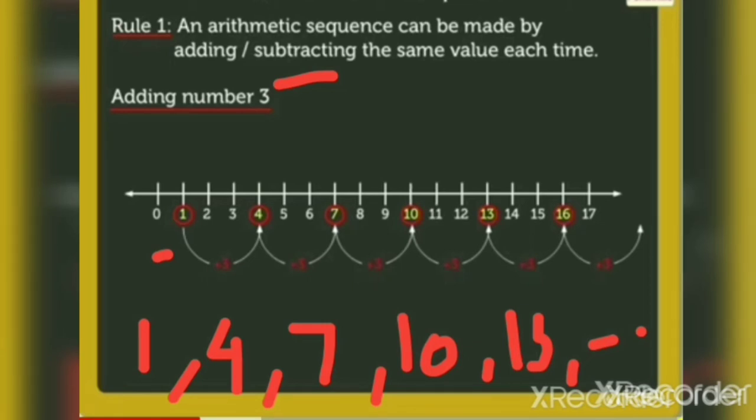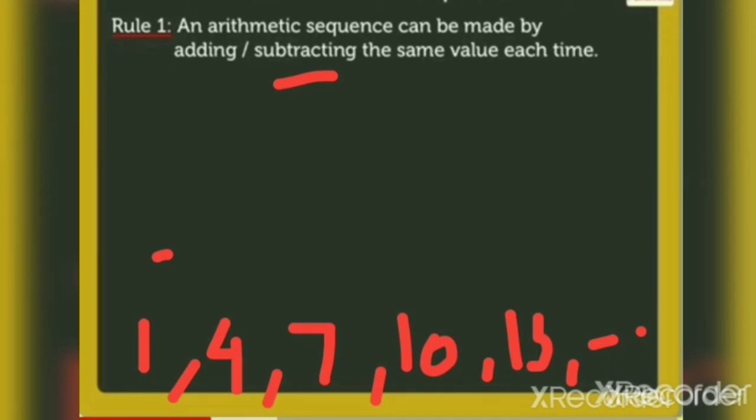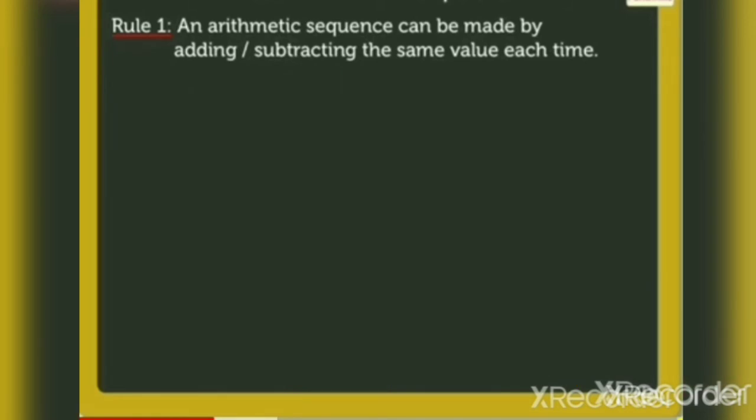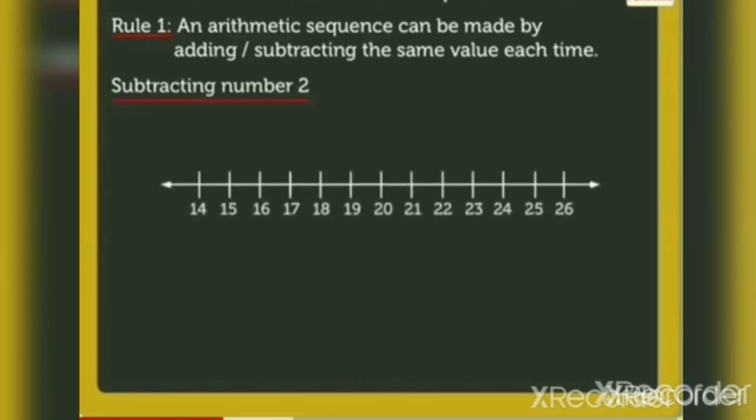So this is a pattern on numbers. We can find a pattern by adding a number. Similarly, we can find a pattern by subtracting a number. It means we have to subtract the same value from the number. Look at this number line. Now we will start with the bigger number because we want to subtract a common value.